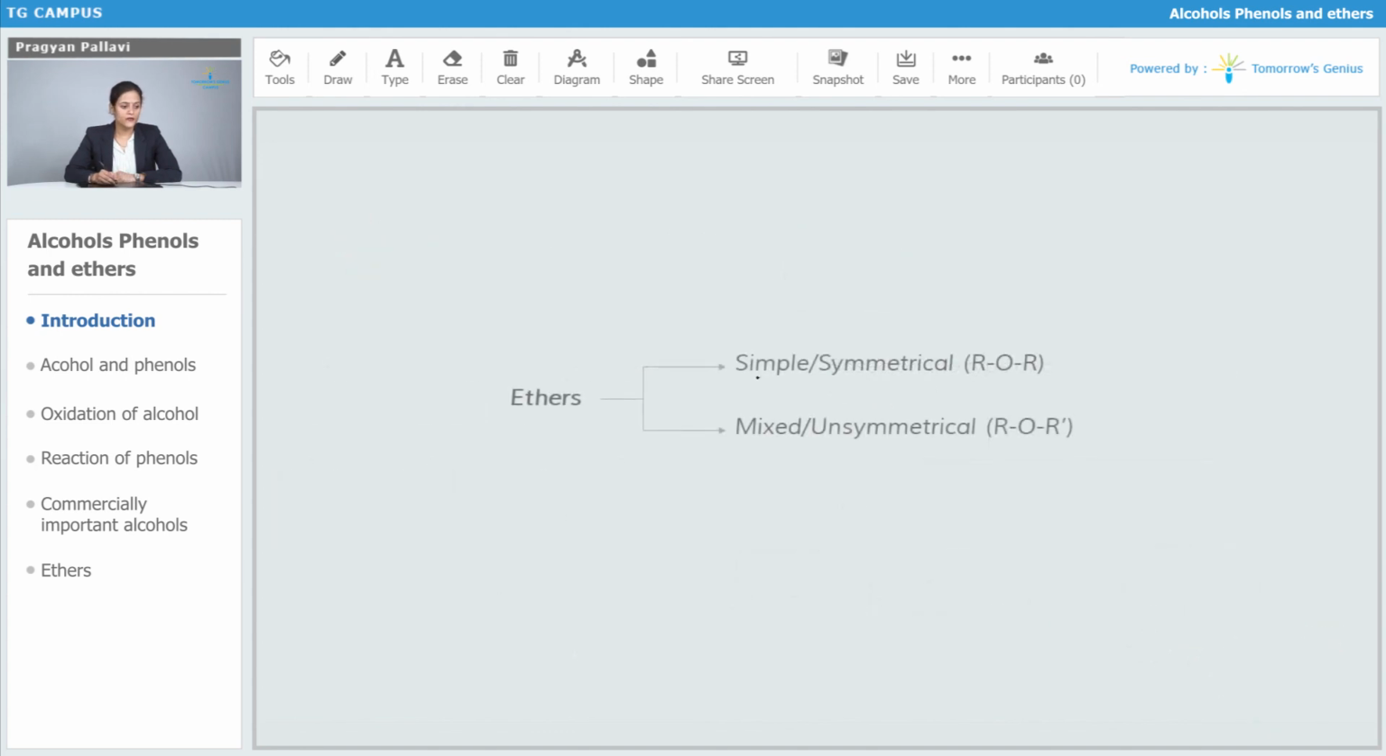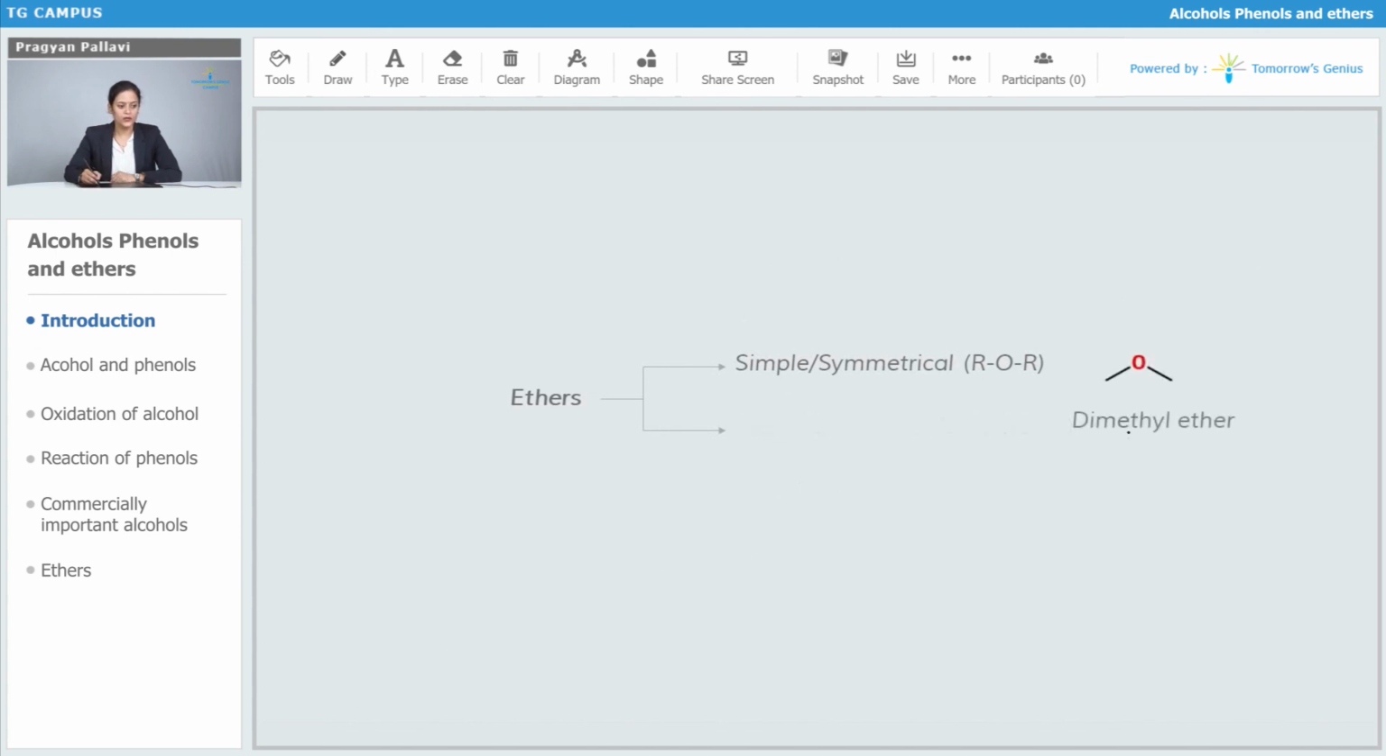Ethers are classified into simple or symmetrical ether, and the other one is mixed or unsymmetrical ether. In the case of symmetrical, we have this R, either alkyl or aryl, and both are the same. For example, we have CH3OCH3. Both are methyl, hence it will be called symmetrical ether. In the case of mixed or unsymmetrical, one R can be alkyl, let's say methyl we have taken, and the other can be aryl. Such ethers will be called unsymmetrical ether.